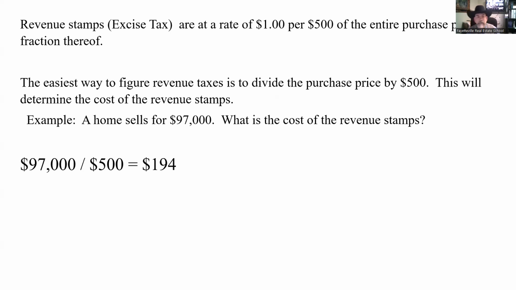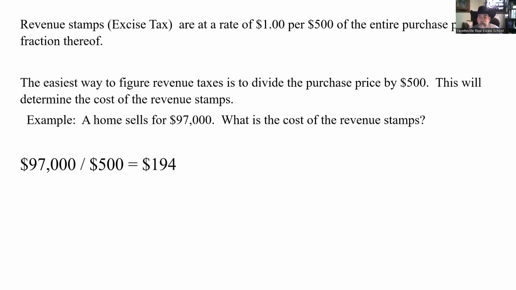Isn't that something? They're taxing him for selling his house. Revenue stamps, or excise tax, is a tax paid by the seller at closing. Here, the rate, and this is a statewide North Carolina rate, is $1 per 500.